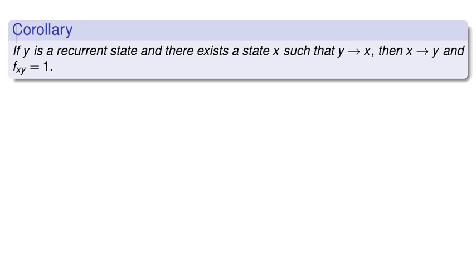As a corollary, if y is a recurrent state and there exists a state x such that y is accessible from x, x → y, then it must be that x is also accessible from y, y → x. And the probability of eventually hitting y starting from x, f_xy, is 1.